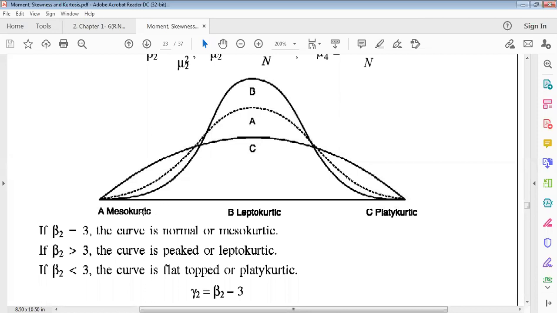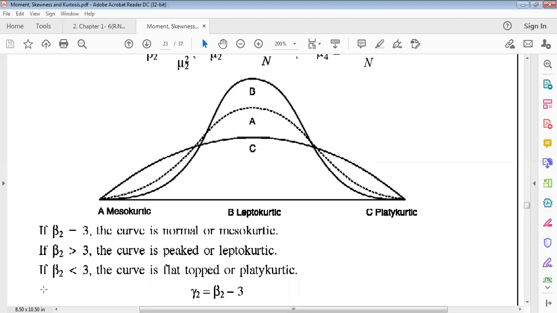So in the graphical depiction, there are three types of kurtosis. One is the mesokurtic curve, A. A is the meso, medium size, and leptokurtic is a very peaked curve, and C is the platy, very flat-topped. Okay, this is the platykurtic. So if beta 2 equals 3, the curve is a normal distribution, and it will be mesokurtic. And if beta 2 is greater than 3 and gamma 2 is positive, then it is peaked or leptokurtic. Remember it. This is the leptokurtic curve, very high peaked.